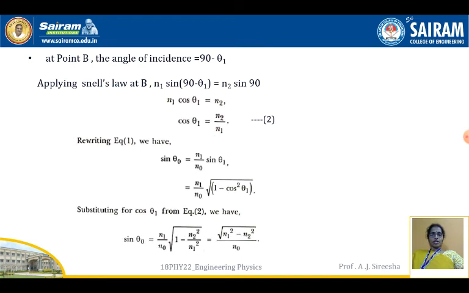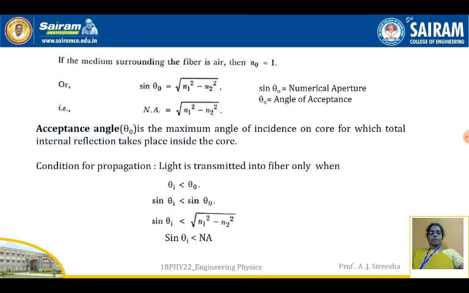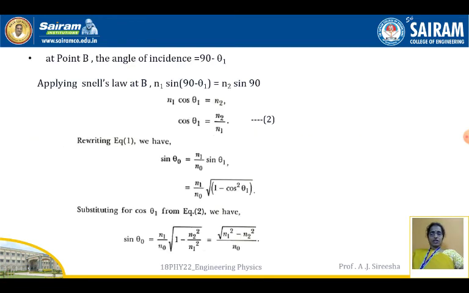What do we get here? Sin theta naught is equal to N1 by N0 into root of 1 minus N2 square by N1 square, which is equal to root of N1 square minus N2 square by N0. It is just writing the value of cos theta 1 from equation 2 into the above equation. Rearranging the terms, we get sin theta naught is equal to root of N1 square minus N2 square by N0.